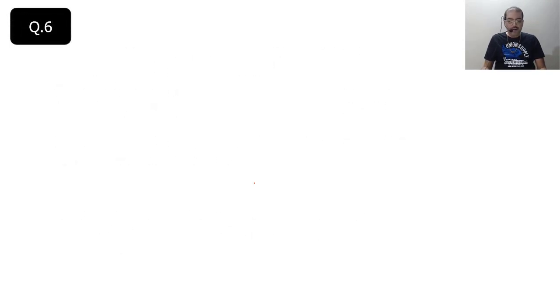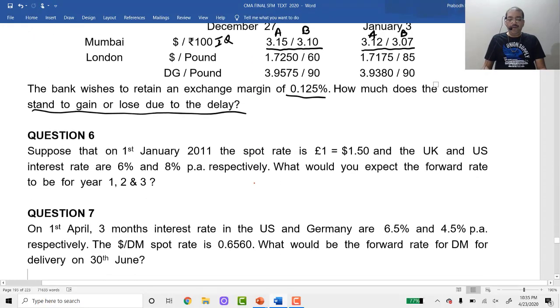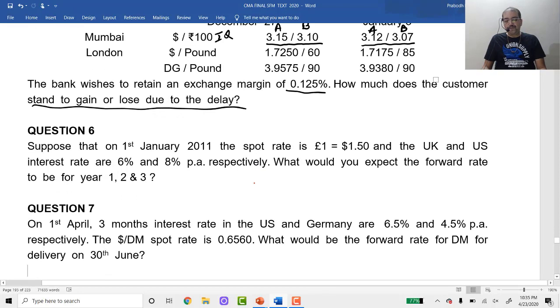Okay. Coming to question 6 now. Now, different varieties in the question. One method of calculating the forward rate is when the swap points are given. Given the swap points, I first find out whether the swap points are in ascending or descending order. Ascending order is premium, add. Descending order is discount, minus. That is one method of calculating the forward rate.